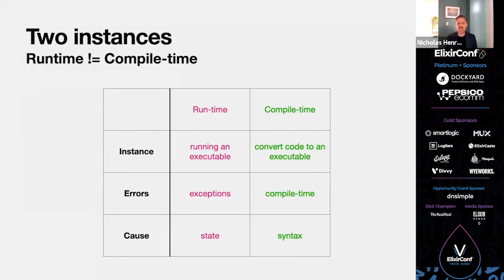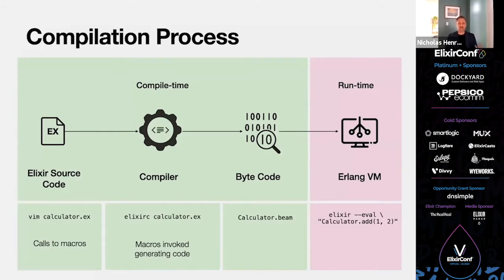And then in compile time, we convert code to an executable, and our compile time errors are formed by invalid syntax. So let's have a look at this compilation process in the context of Elixir. We have our Elixir source code that gets sent to a compiler, and we generate the bytecode, and that gets executed on the Erlang VM.